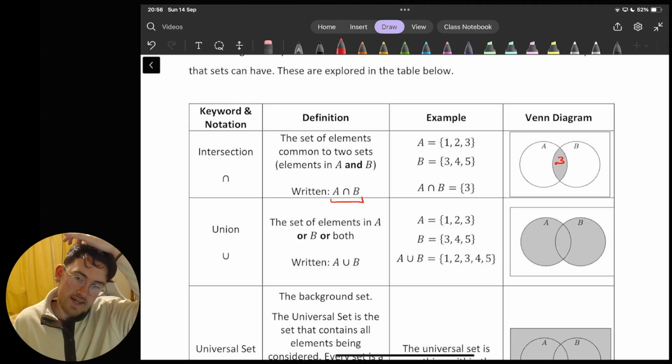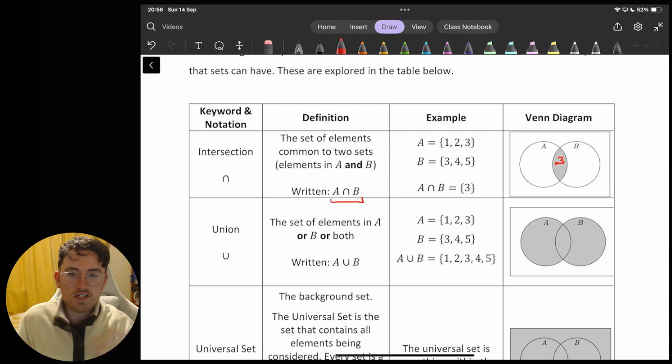Okay, the reason that is important is that is the part of the diagram where 3 can be written so that it's in both circles. And we said that was really important, that if something is in the set, it is in the circle.